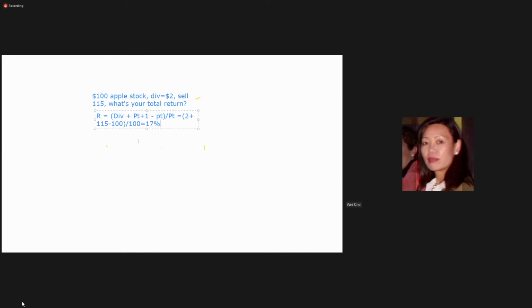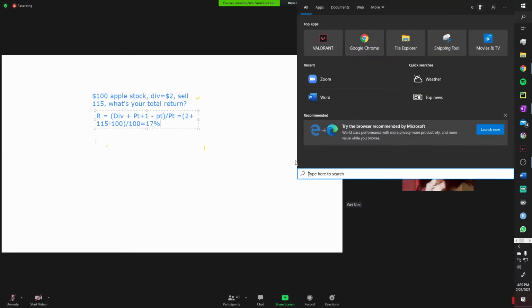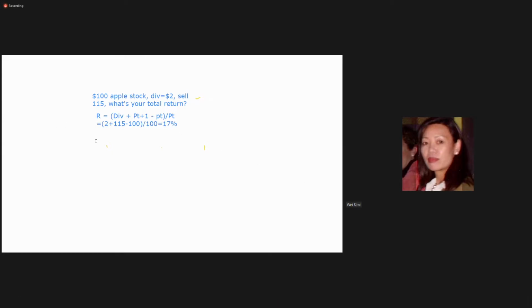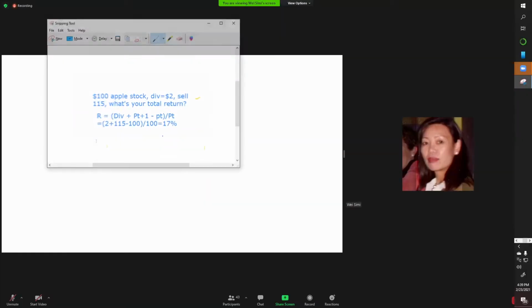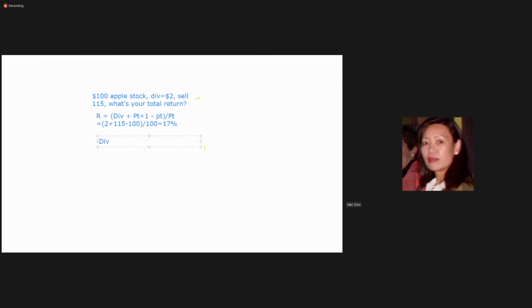Okay, so let me ask you a question. Which one is the dividend yield? What's the percentage of the dividend yield? It means the dividend divided by the price at time t. That's the dividend yield, right? And the rest is the growth, G. So it equals the change in P_t divided by P_t.